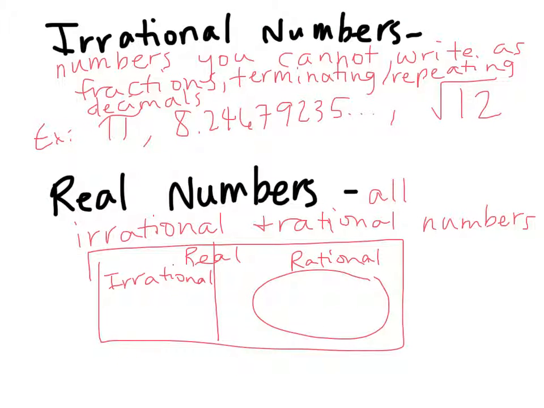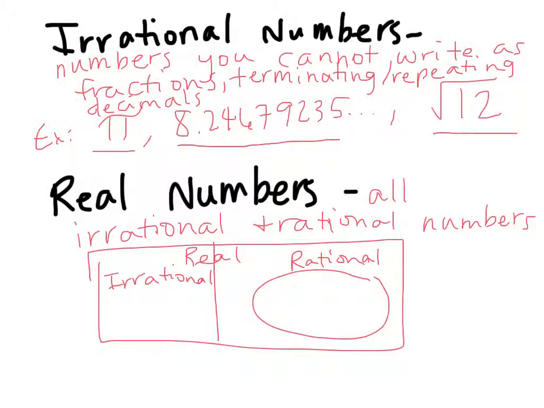Okay, let's talk now about irrational numbers and real numbers. So irrational numbers are any numbers that you cannot write as a fraction or a decimal, whether it's terminating or repeating. When we talk about irrational numbers, there's a few big categories that we talk about. Pi is always an irrational number. Any decimal number that just keeps going on and on forever and we don't see any sort of a pattern is irrational. And any square root of a number that is not going to give us a rational answer, any number that's not a perfect square, is an irrational number.